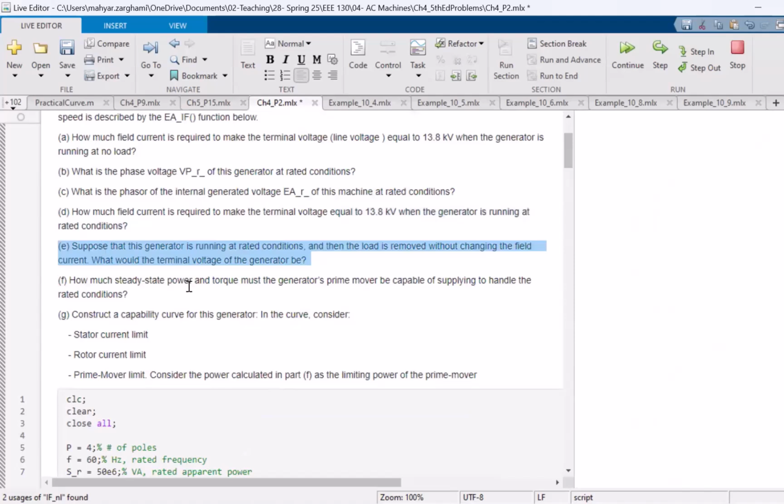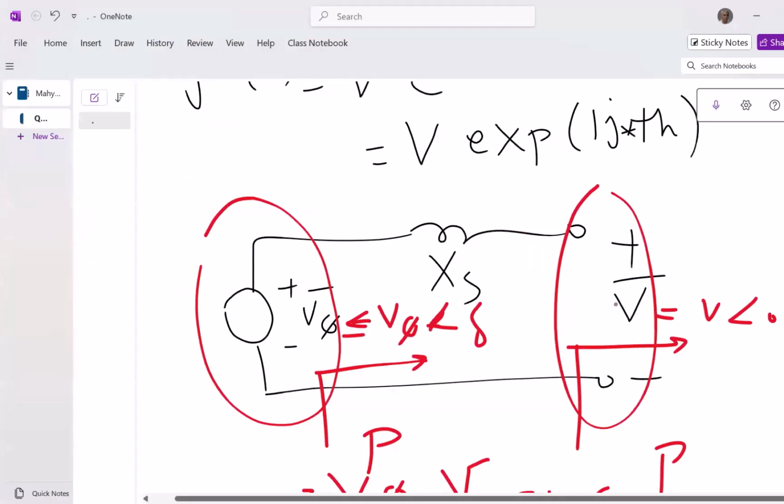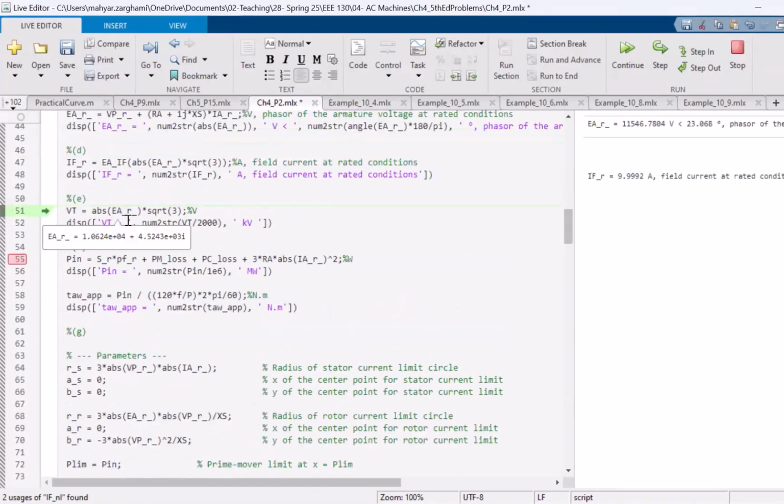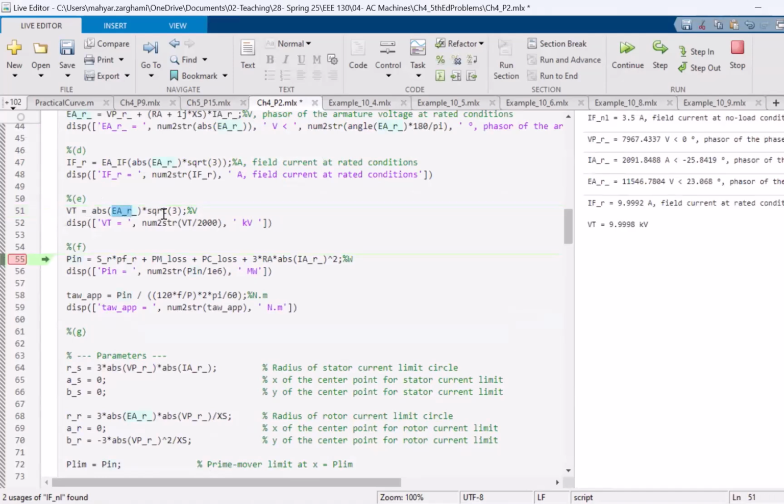And then in part E, suppose that this generator is running at the rated conditions and the load is removed without changing the field current. What would the terminal voltage be? Okay. So you were working at rated conditions. Here was a load. Now you're disconnecting that. Now the same voltage that was here will fall on the terminal. As simple as that, right? There's no current in here. So that part E would just multiply that internal voltage by square root of 3 and give you that information.